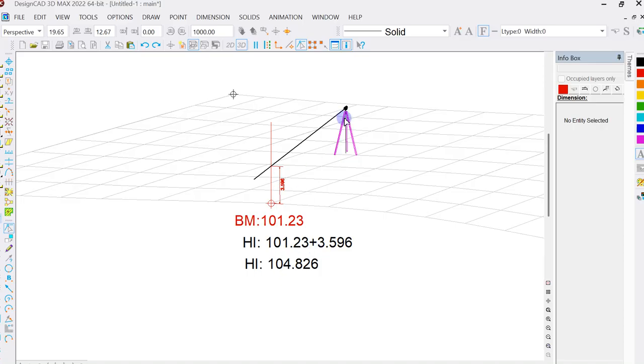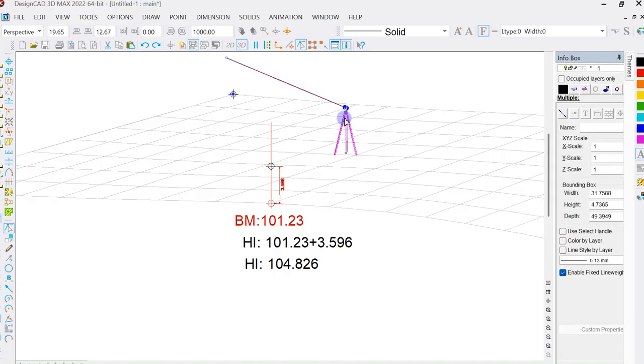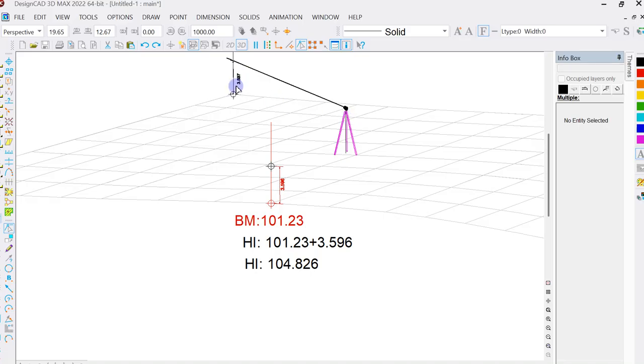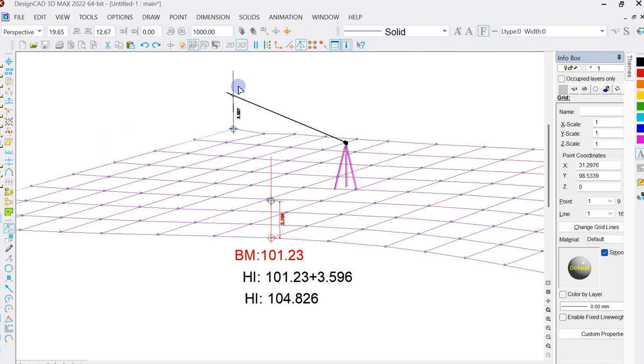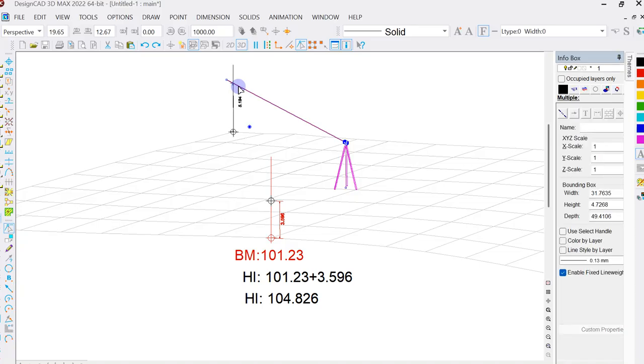And then you're going to turn towards the, let's call that point number 1, and now you're going to have the height of instrument. You're going to have to subtract that number to get the elevation to that point. I think it was the same elevation. So there you go.